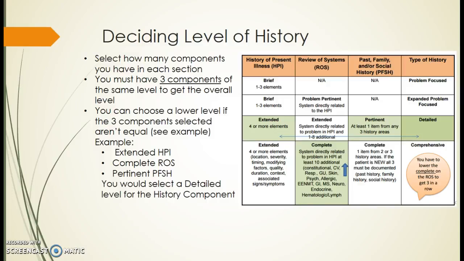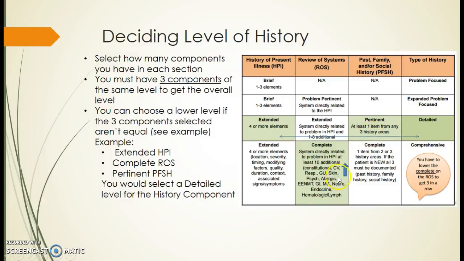For example, here, this patient has an extended HPI. So HPI extended. Then we have a complete review of systems. So that drops down here to this level, to the extended level. Then we have a pertinent PFSH, and that goes back up here to this level.